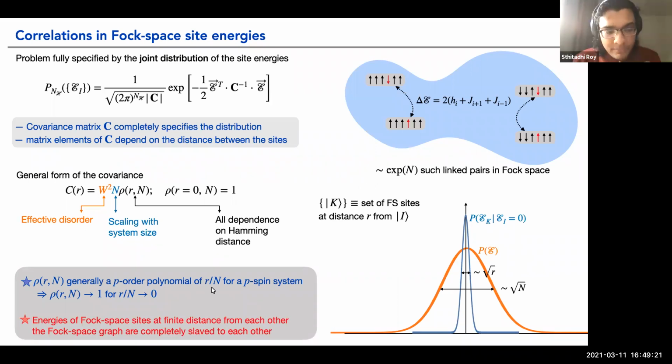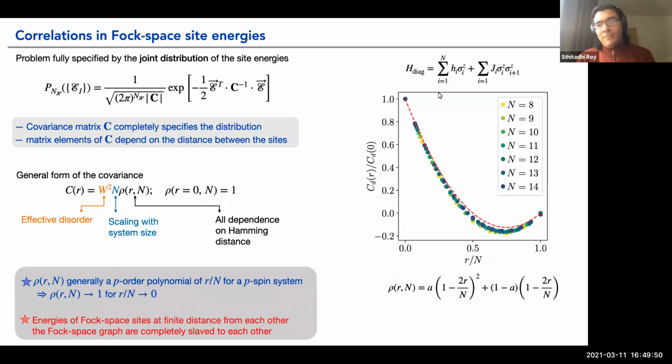But more importantly, it's a polynomial of r over n. What that means is that if I take a finite r and take the limit of system size going to infinity, then this rho of r comma n actually goes to 1. And what that means is that indeed the Fock-space site energies at finite distances are sort of completely slaved to each other. Now, in a talk, I actually can't show you the algebra.